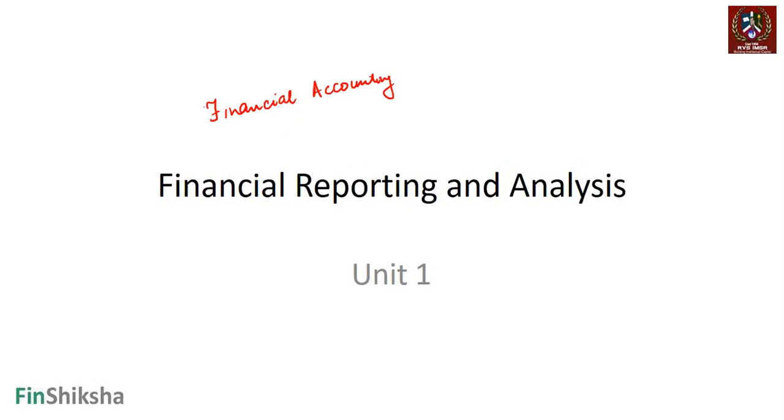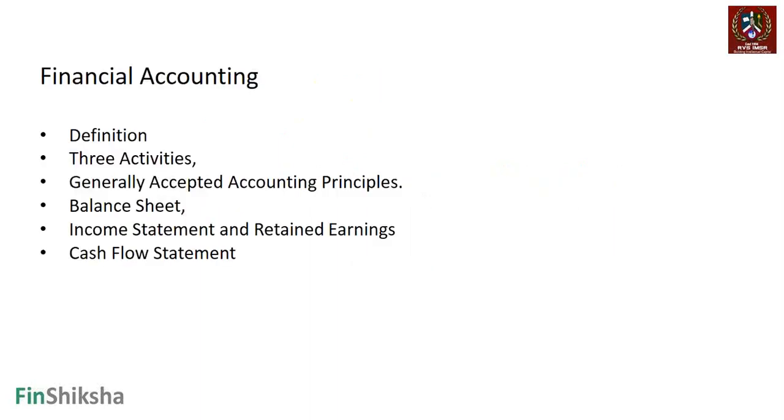Unit 1 will be divided into multiple parts, and across it we're going to cover these broad areas: the broad definition and need of accounting, understanding how every activity in a firm is divided into three different activities, generally accepted accounting principles, and then the three financial statements we're going to look at, which are the balance sheet, income statement, and cash flow statement. Obviously, all of this will be covered over a series of videos and not only this video.